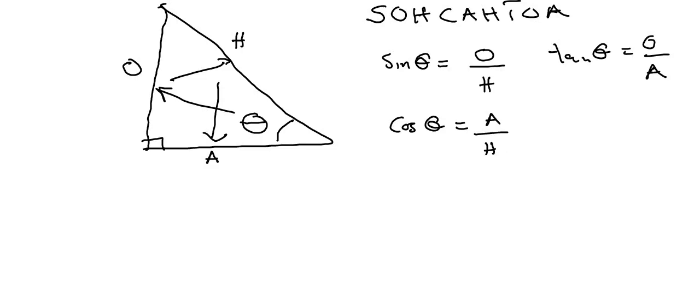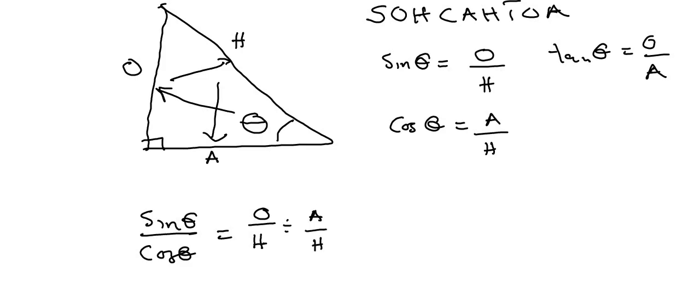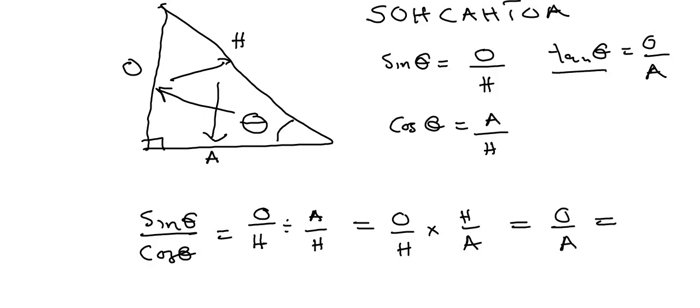When you divide the sine and the cos, you're simply going to get the expression for tan, which is O over A. So if you divide sine theta over cos theta, this is going to be sine of theta, opposite over hypotenuse, divided by adjacent over hypotenuse. When you change the division into multiplication, it's going to be H over A. You notice this becomes O over A, which is exactly tan. So in short, there's what we call an identity.